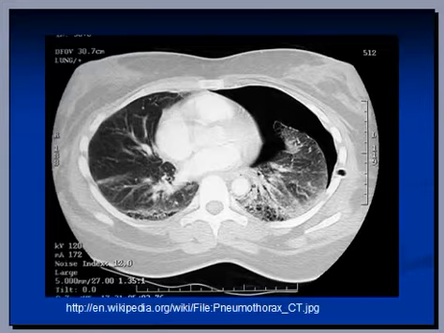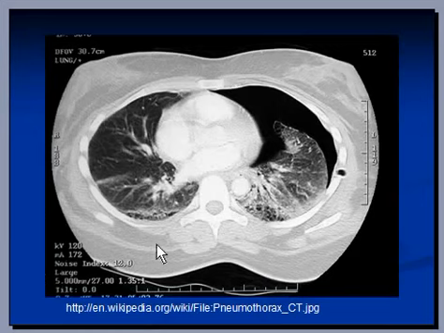This is an axial slice taken through the chest with the help of a CT scan machine. This is the anterior side of the patient, or front side of the patient. This is the posterior side, or back side of the patient. This is the left lateral side of the patient and the right lateral side of the patient.